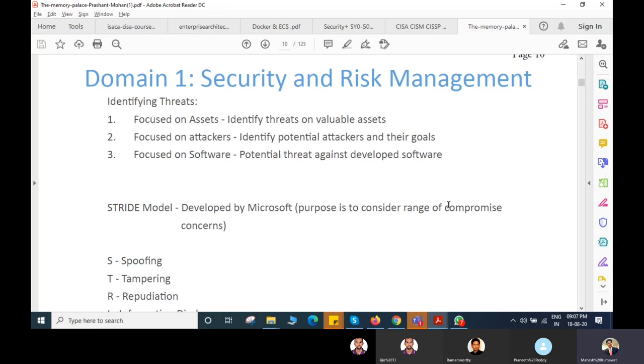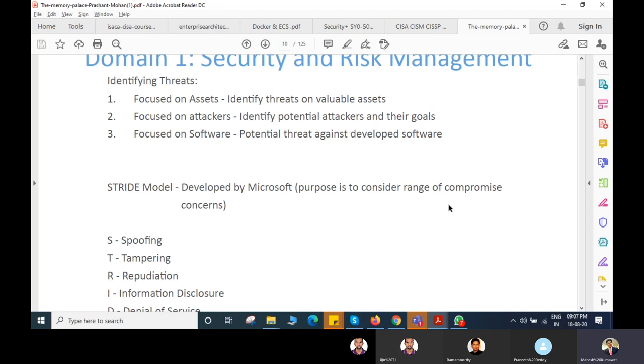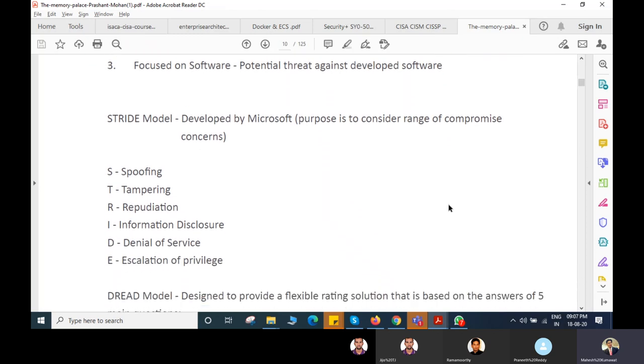We have the STRIDE model, developed by Microsoft. Its purpose is to consider a range of compromise concerns. First, spoofing. Suppose you are going to spoof information from the user, such as the user's password. Users generally use marriage anniversary passwords, birthday passwords, for their Paytm accounts, or they use the same password on their Amazon accounts. So you are going to guess the information: yes, this is what the password is about. Anniversaries, birthdays, dog names, pet names, and friend names. Anything can happen.